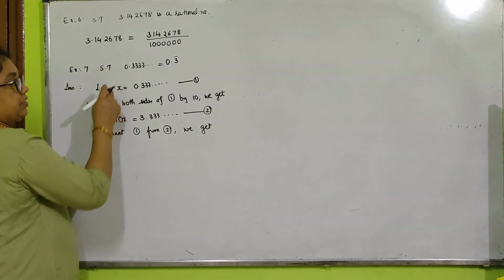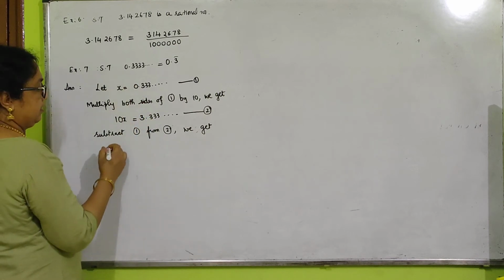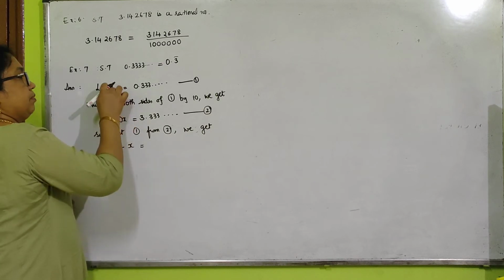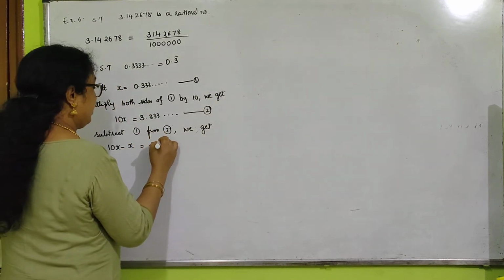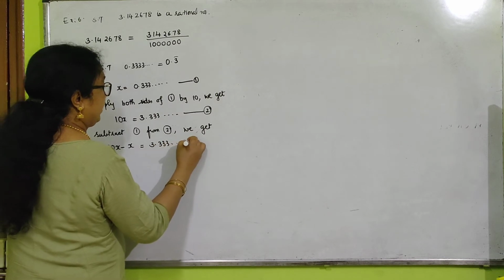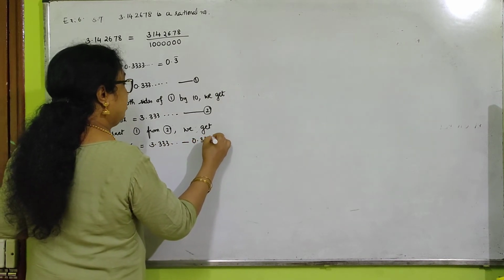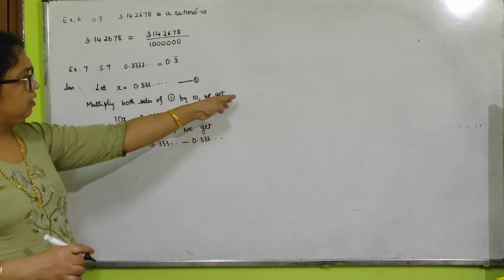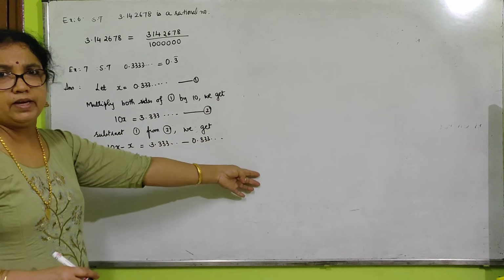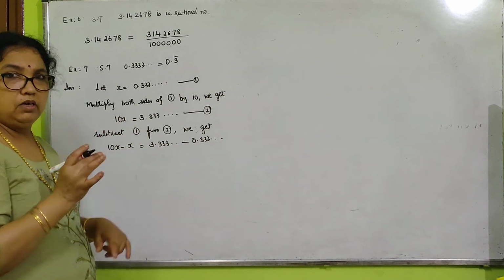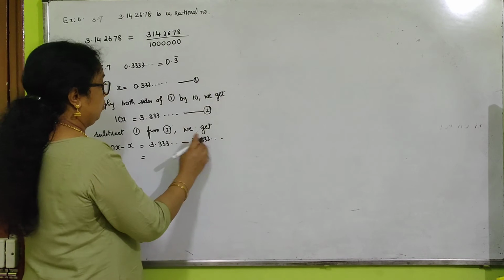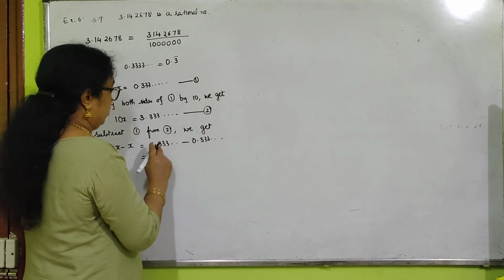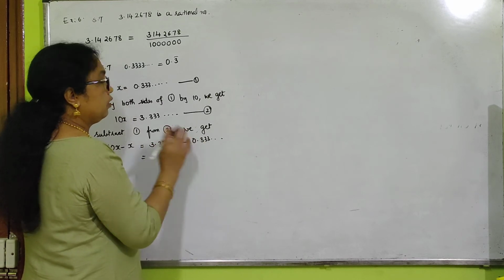From 10x, left side minus left side, right side minus right side. 10x minus x on the left side. Same way on the right, 3.333 and so on minus 0.333 and so on. Directly you can subtract; otherwise, in the margin you can write it column wise and then subtract. Here I am doing it in horizontal way only. Look, 3 minus 3, 0. 3 minus 3, 0. 3 minus 3, 0. 3 minus 0, 3.